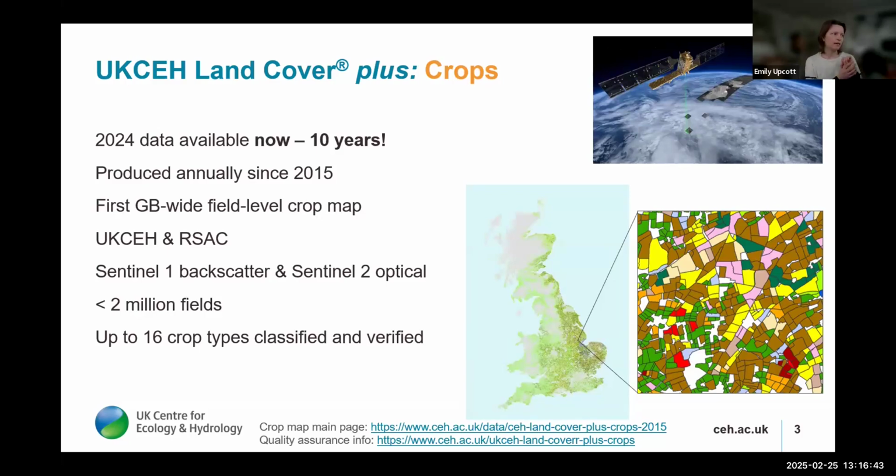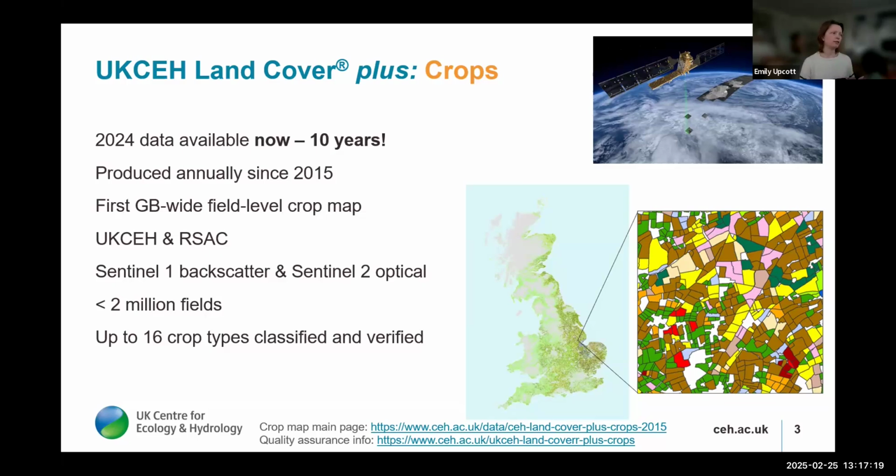The 2024 data for this, I believe, is available now on Digimap. I think I saw it there, which is quite exciting because this is our 10th year of crop map data. We've been producing this annually since 2015. It was the first Great Britain-wide field level crop map. And this is produced jointly by UKCEH and Remote Sensing Applications Consultants. These maps are created using Sentinel-1 backscatter and Sentinel-2 optical data.